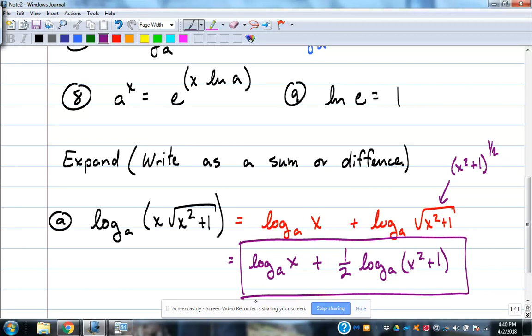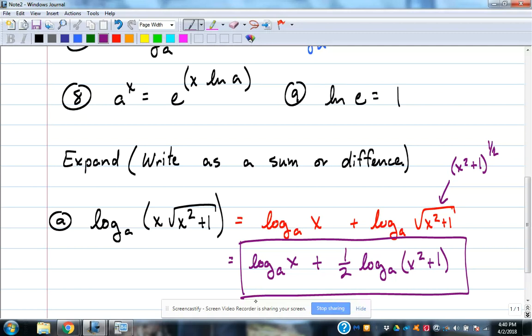Because we don't have a log property that breaks apart addition. We have a log property that breaks apart multiplication, breaks apart division, but we don't have one that breaks apart addition. Okay. So that exponent, they kind of try to sneak that in on us. We've got to keep an eye out for it.